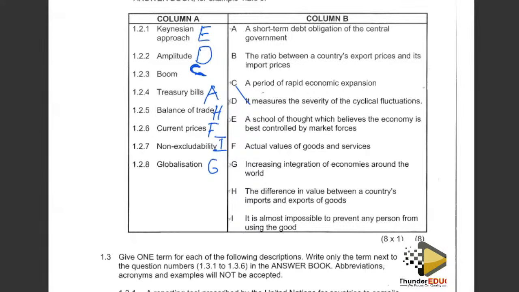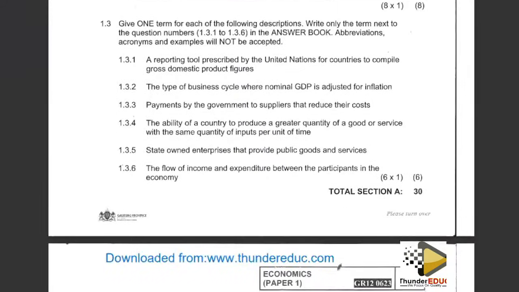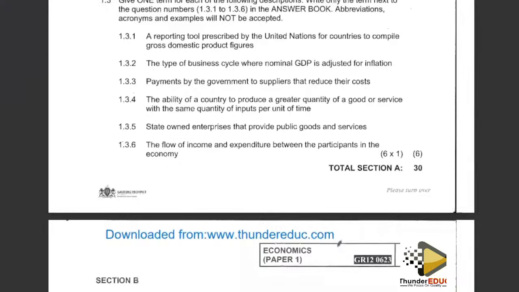Now the next question, we are moving on to 1.3. Of all questions, 1.3 is somehow very tricky. Why are we saying it is very tricky? It is very tricky because it needs you to understand the content of economics. If you are used to memorizing concepts, when it comes to this question, it is not easy to master all of them if you are not well equipped with the concepts. Okay, right. So now let's check the question.